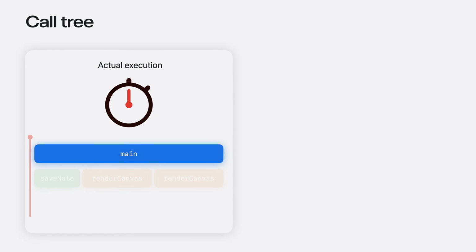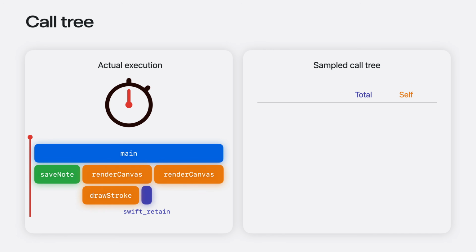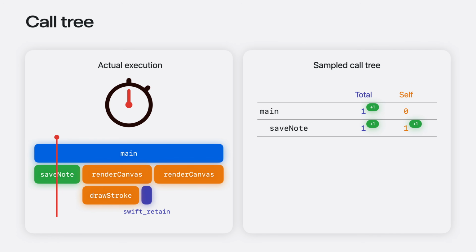It uses a hardware timer to sample the state of the app's execution at irregular intervals. The default sampling rate is 1 millisecond. When the timer fires, it records the current call stack on every core. This first sample: main calls safe node. In a call tree, each of these functions received a weight of 1. Because safe node is the function actively executing at the bottom of the stack, it receives a self-weight of 1.